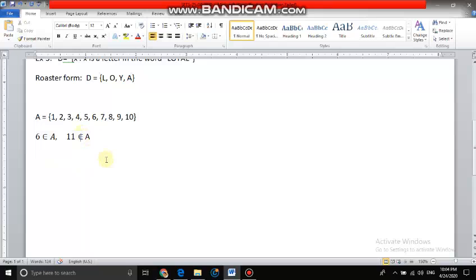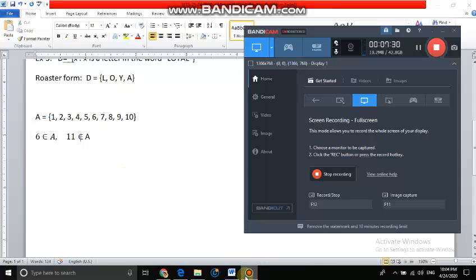If an element is in a set A, then we use the belongs to symbol. And if the element is not an element of the given set, the number does not belong to the set. So this is the symbol of does not belong to. Next class we are going to study the types of sets and subset, intersection, union, and all.